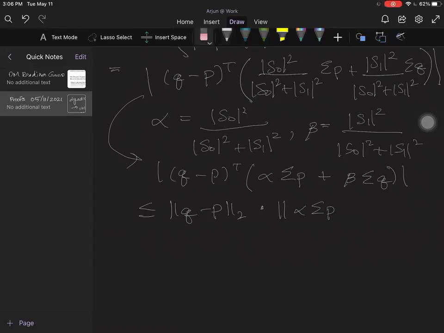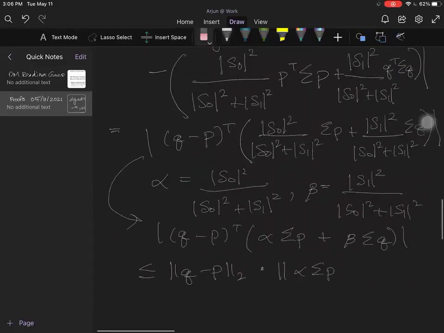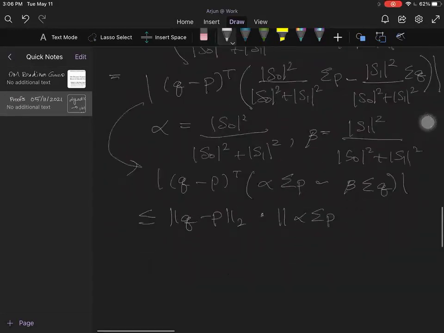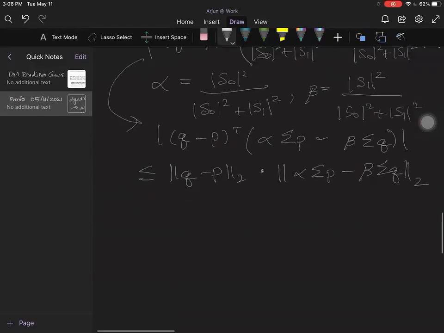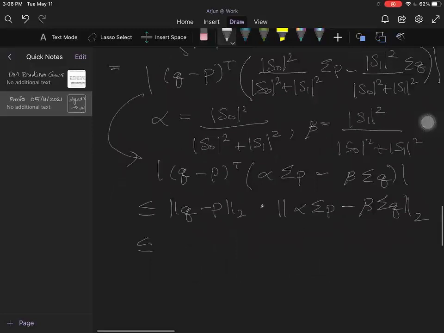Sorry, one second. This should be a minus. Yes, so that's exactly right. We're going to have to separate it into a product of norms. And then we're going to further reduce this. So does anyone recognize what the norm of Q minus P is?